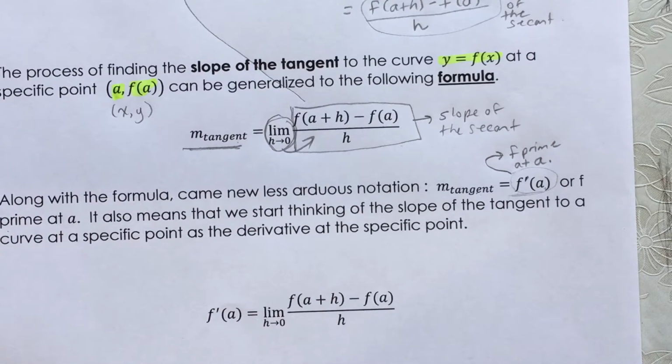It also means that we start thinking of the slope of the tangent to a curve at a specific point as the derivative at a specific point. And we're going to talk more about this word derivative later on.